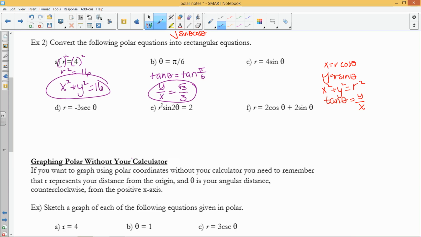R equals 4 sine theta. Well, I don't just have r, I'd like r squared. But if I square both sides, then I have a sine squared, and I don't have that here. And I don't want just sine, I'd really like it to say r sine theta. So I need an r squared here, and I need an r over there. Hey, we'll just multiply both sides by r. R squared equals 4r sine theta.